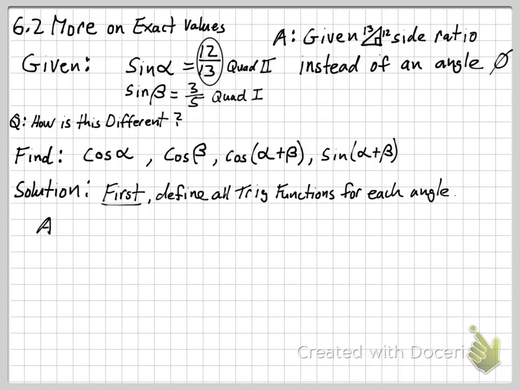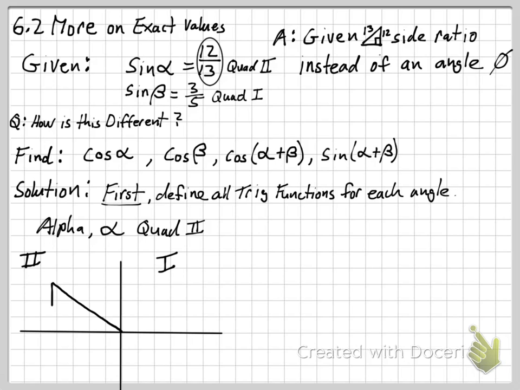So, let's draw a little right triangle in quadrant 2. There we go. Where did I get all this information from? Well, the sine of alpha is opposite over hypotenuse. So what I've done is I've drawn a triangle in quadrant 2. Side opposite is 12. The hypotenuse is 13. I can use Pythagorean to find the side adjacent. I'm going to save that for last. I'm not going to do it unless I have to. We're going to see if we have to do it first.